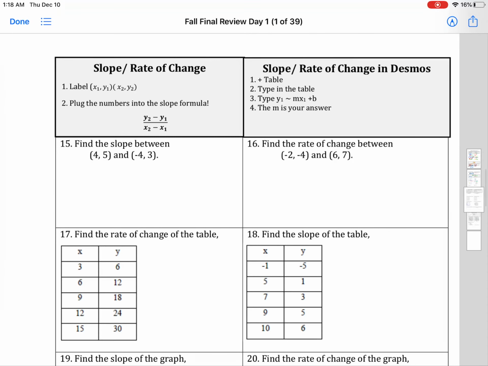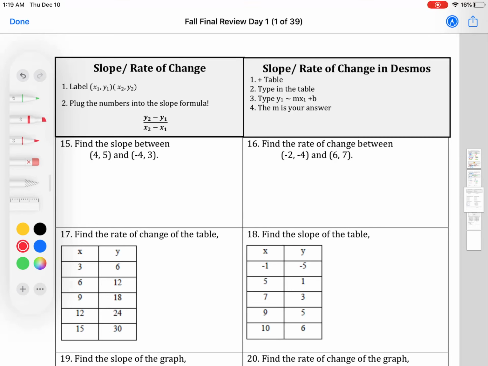So now we're almost done. We're moving into number 15. 15 is a thing called slope. Slope is also called rate of change. You've done this 40,000 times, and there are multiple ways to get this answer. First, we'll do it by hand. Then I'll show you how to check it in the calculator. So number 15, it says find the slope between (4, 5) and (-4, 3).